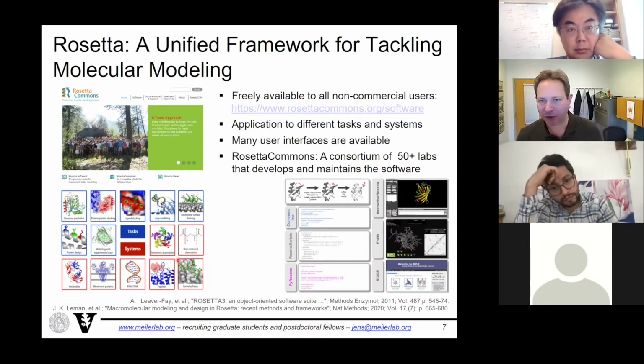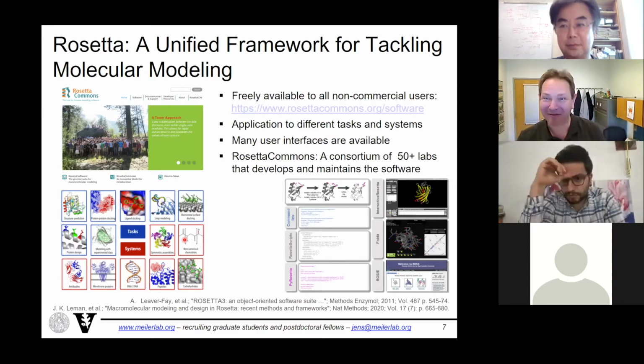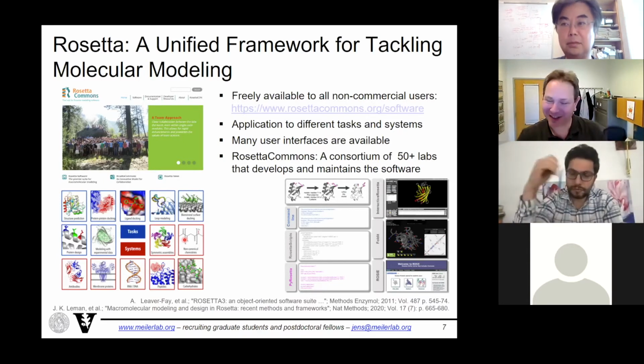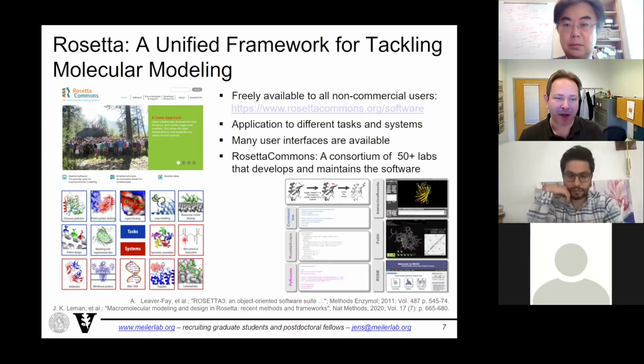There are several user interfaces available, but they are not as comfortable as you might know from Schrödinger. This is an academic software. There are 500 people programming on this every day. It's changing constantly. It's a moving target. It's not that easy to learn. So if you get excited about some of those things that I'm showing you today, there is a certain learning curve associated with it.